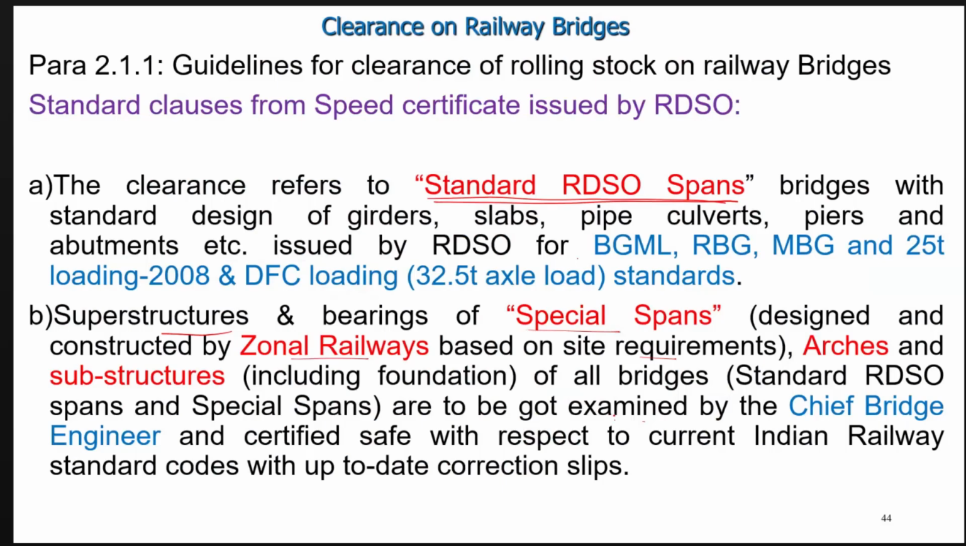It means the speed certification guidelines are given for the standards only. All others, like substructure and non-standard superstructures, are to be checked by the zonal railway under the chief bridge engineer, by the chief bridge engineer.